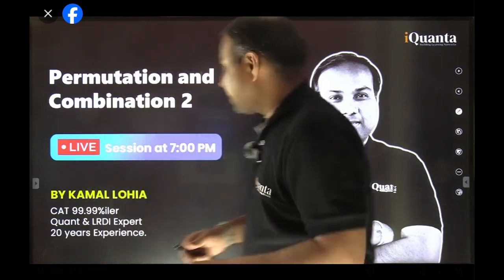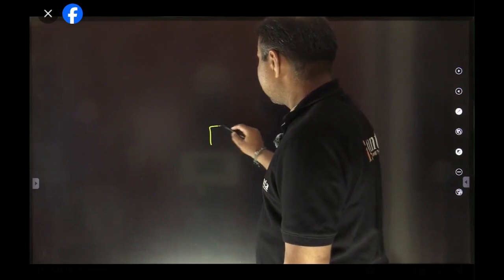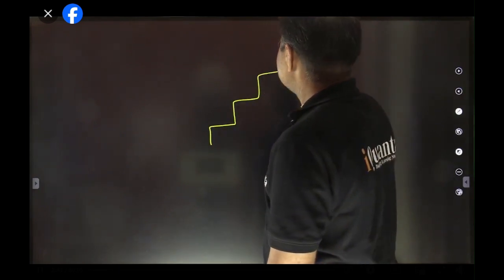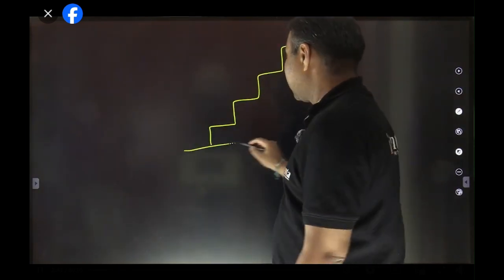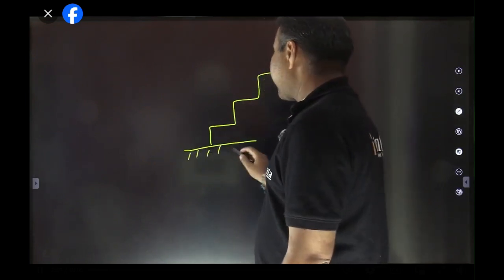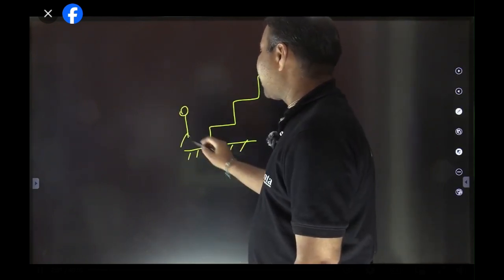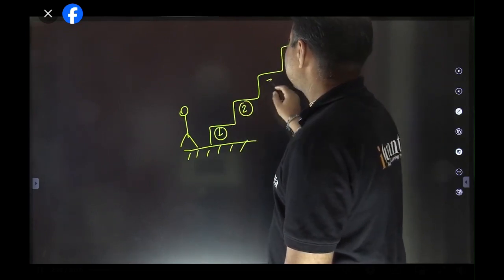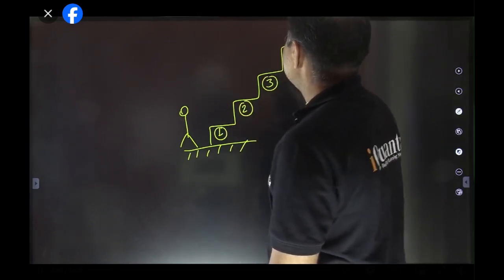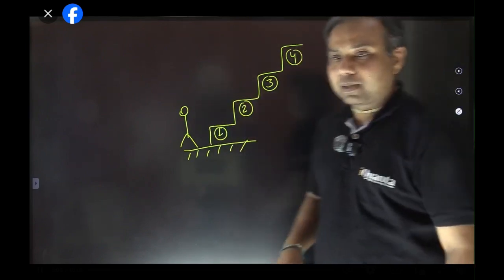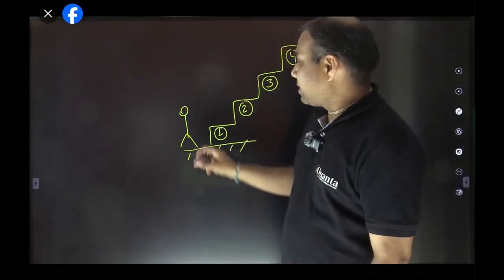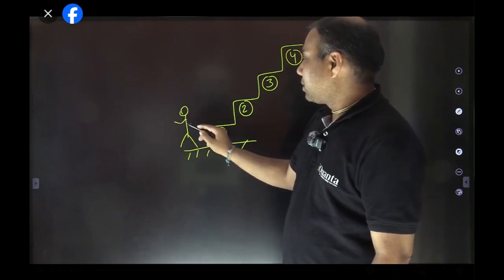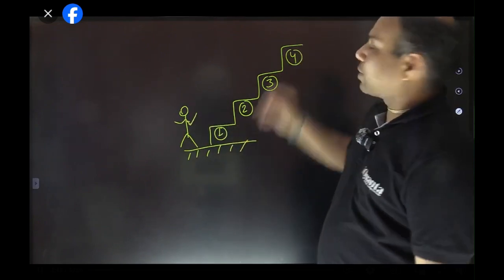Before we discuss further things, let me ask you a quick question. Let's say this is a staircase. This is the ground, and right now there is a person standing at the ground. So this is the first step, second step, third step, and fourth step. This person is to reach the fourth step. Please answer the question now.